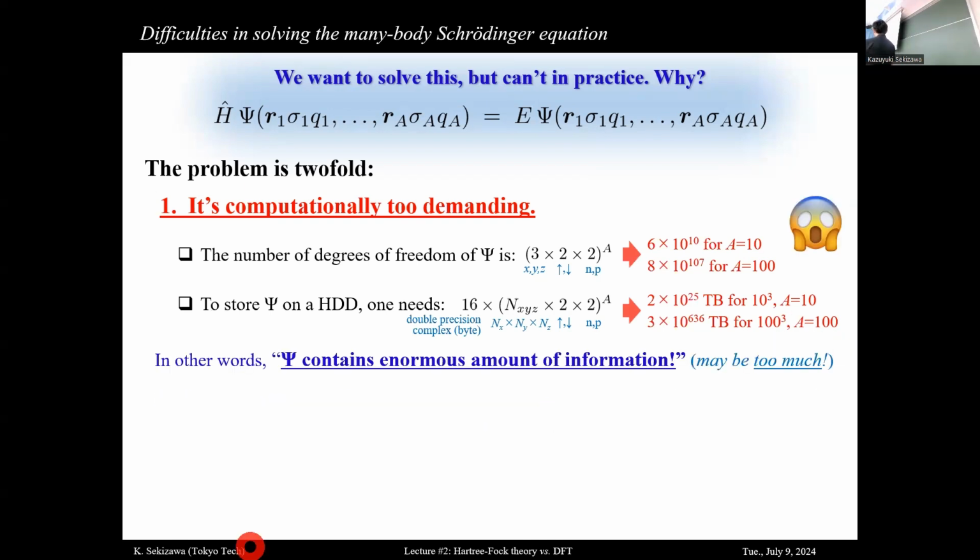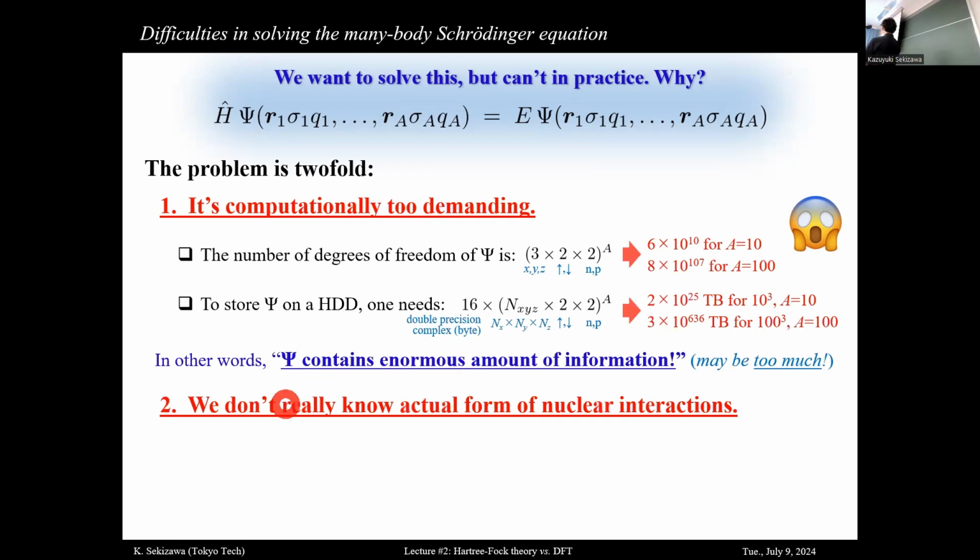Okay, so in other words, please remember this statement: psi contains an enormous amount of information, maybe too much. That is an important point. So we don't have to take care of all of the information. It is too much. And there is some way to reduce these degrees of freedom.